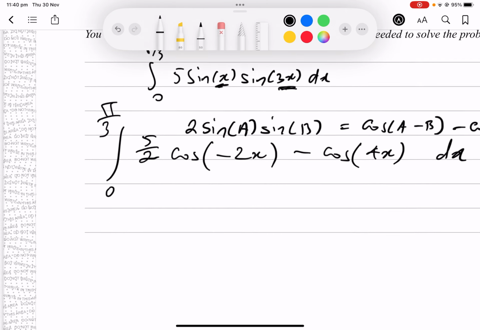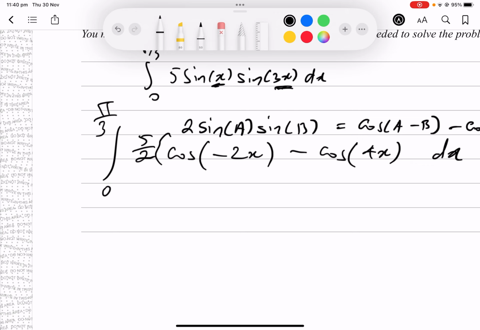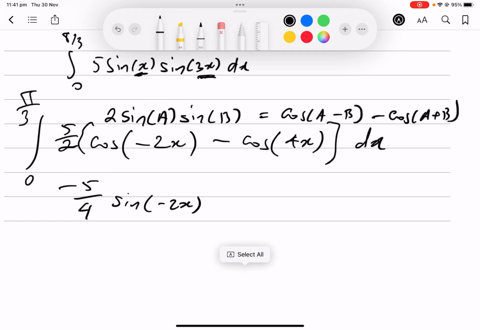And now this is pretty simple to integrate. What we need to do here is just integrate the cosine. So cos goes to positive sine, and we need to divide by the derivative of the inside. So remember, we have negative 5 on 4 times sine of negative 2x. And we also have negative 5 on 2, so 5 on 8. Negative 5 on 8. Hopefully I didn't make any mistakes here. Negative 5 on 8 sine of 4x.